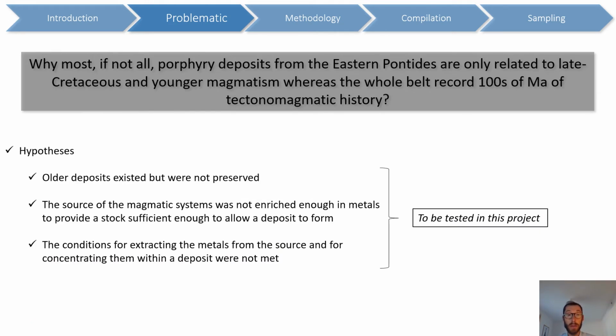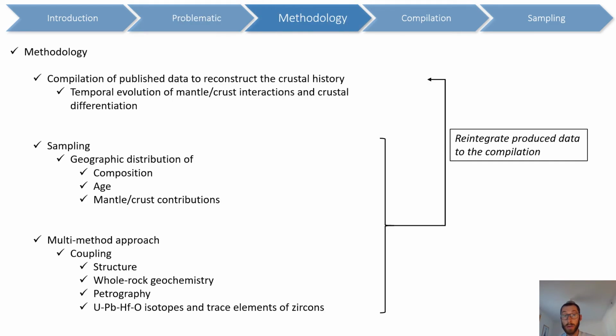We have several hypotheses to explain this. Either the older deposits existed but were not preserved, or the source of the magmatic system was not enriched enough in metals to provide a stock that is sufficient to allow a deposit to form. The third hypothesis is whether the conditions for extracting the metal from the source and for concentrating them within a deposit were met or not. All these hypotheses are the ones that I will test during this project.